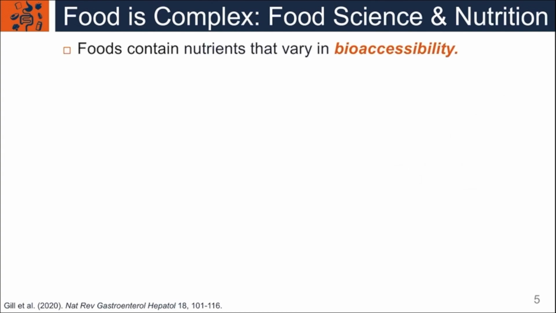Let's consider the complexity of foods a bit more, noting that both food science and nutritional aspects of the diet can affect health outcomes. Ultimately, foods contain nutrients that vary in their bioaccessibility. And by bioaccessibility, I'm referring to the fraction of an ingested compound, be it a nutrient or bioactive, which is liberated from the food matrix within the gastrointestinal tract.